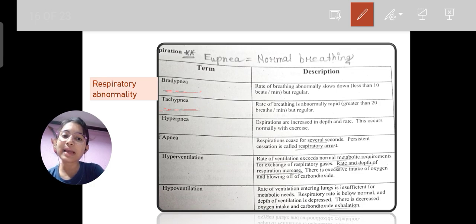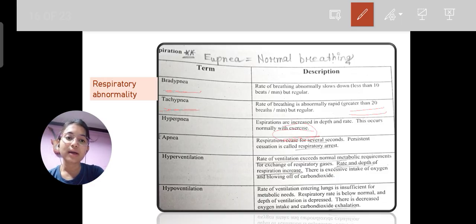And what is tachypnea? When the respiratory rate increases to more than 20 breaths per minute, it is known as tachypnea. And what is hyperpnea? Hyperpnea is mainly seen after exercise. When there is an increase in the depth and the rate of respiration, that is hyperpnea.